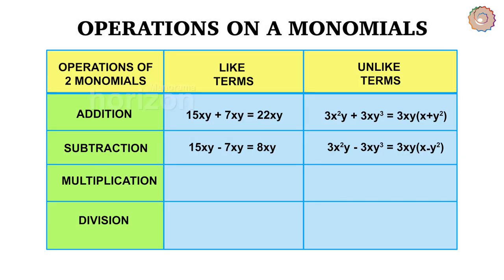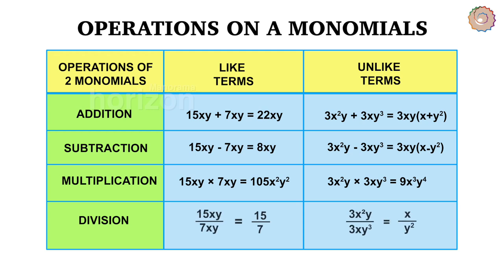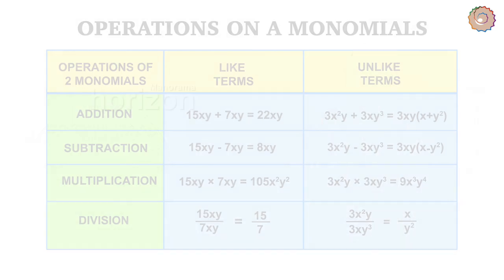While adding or subtracting like terms, we get a single term. While adding or subtracting unlike terms, even though we can take a common value, we cannot combine them into a single term. When we multiply two like terms or unlike terms, we get a single term. When we divide like terms, we get a constant value without any variables. And when we divide unlike terms, we get an algebraic expression with division involved in the variables.